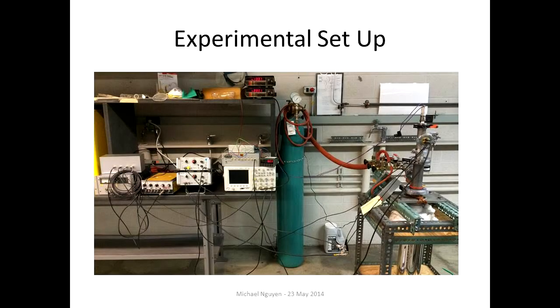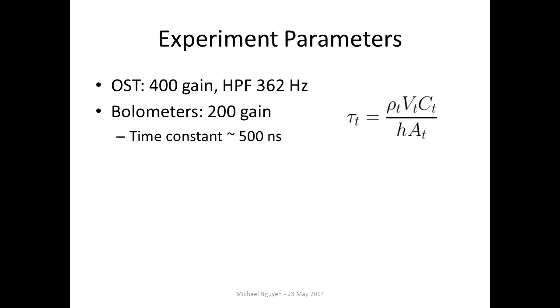So here is our general setup. On the right, we can see the cryostat where we place the setup in, and to the left, we see the associated electronics. So the OST is connected to a preamplifier, which acts as an amplifier and a high-pass filter, where the OST has a 400 gain, and the high-pass filter attenuates frequencies of 362 hertz and lower. And the bolometers, or the ruthenium oxide temperature sensors, are connected to a 200 gain.